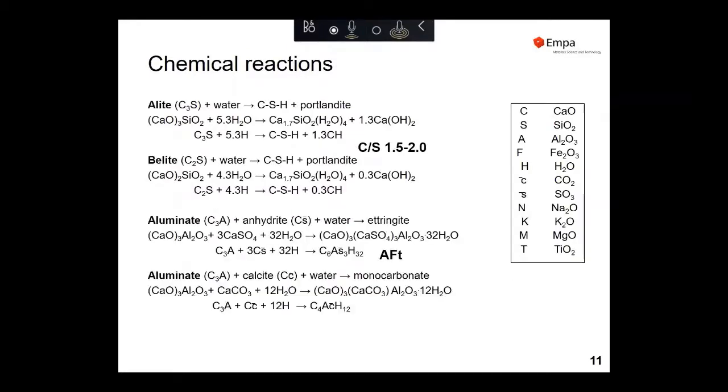Here I have a slide with the main chemical reactions, and as said, alite is our main clinker phase. If we add water to it, it will react to C-S-H and portlandite. And again, I have used here cement shorthand notation, where C stands for calcium oxide, S for SiO2, and so on. For the aluminate, we make mainly ettringite, which we also call AFt, or we can make some AFm phases, such as monocarbonate or monosulfate.